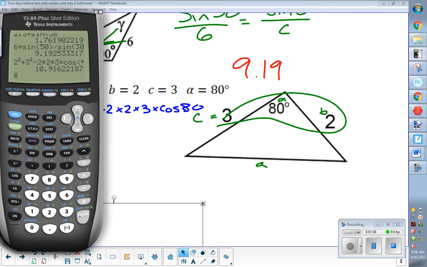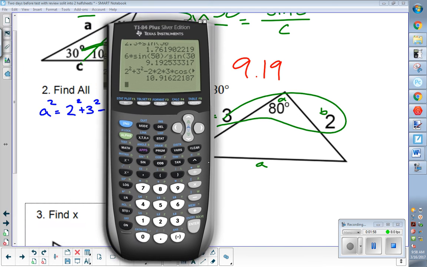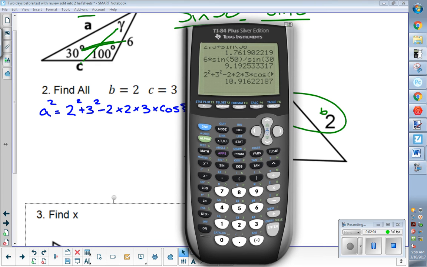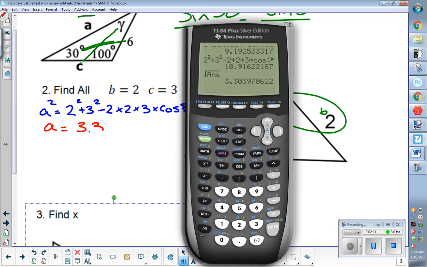When I type it in, I get 10.9, and that's the thing that kind of throws us off. That seems somewhat reasonable, but 10.9 is a lot bigger than 2 and 3. That's not my answer. What do I still need to do to get A by itself? Square root that answer. I want to square root it because it was an A squared problem. That's my actual answer. A is 3.3.